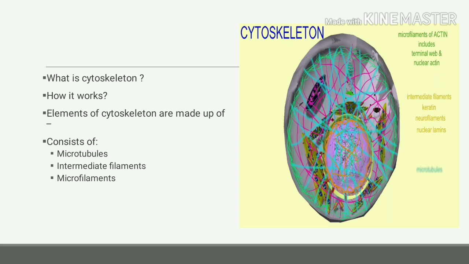Elements of the cytoskeleton: they are made up of different cell proteins and they consist of microtubules, intermediate filaments and microfilaments.